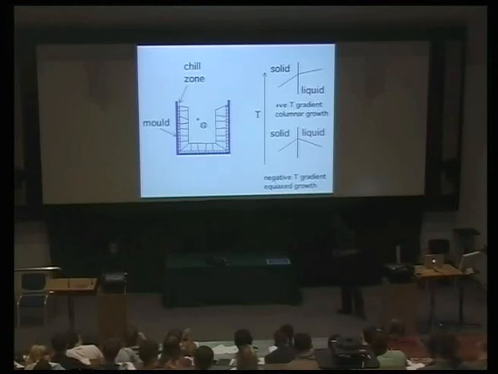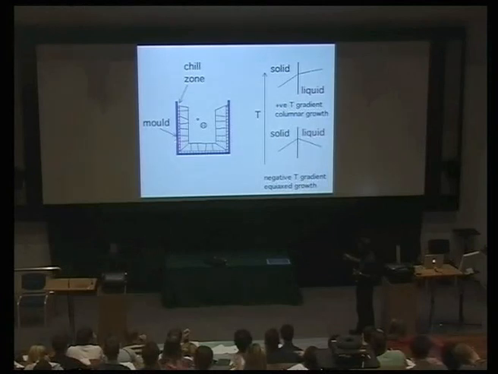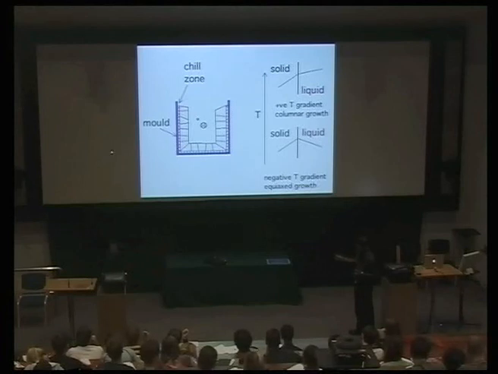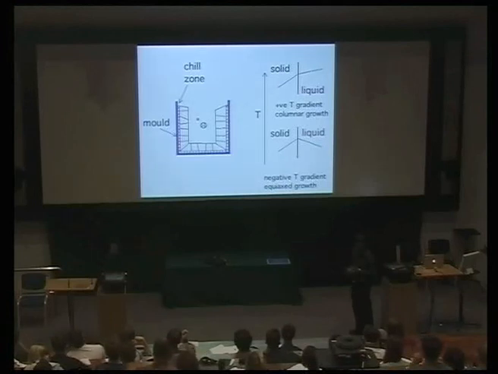Now, how can that happen? Well, there are two scenarios. This is the normal scenario, where because we are withdrawing heat from the mold, okay, so this is hot, this is cold, and heat flow is in this direction. There will be a temperature gradient. The liquid away from the mold will be hot. As you get towards the solid-liquid interface, this will be about the fusion temperature, and then you're withdrawing heat from the solid and dissipating it into the surface.